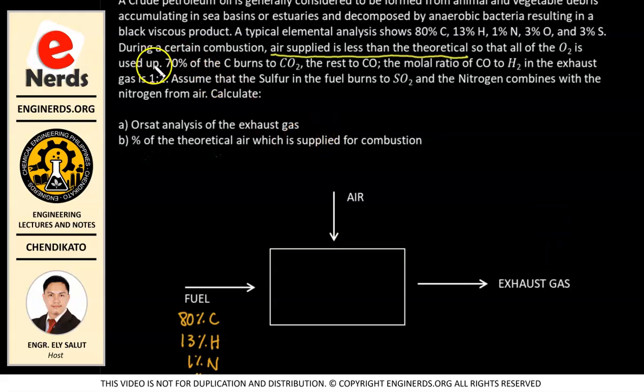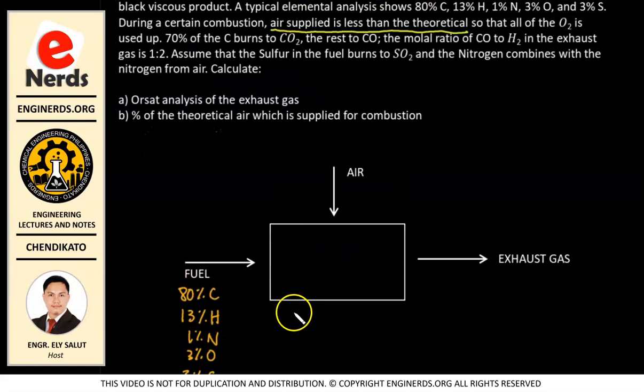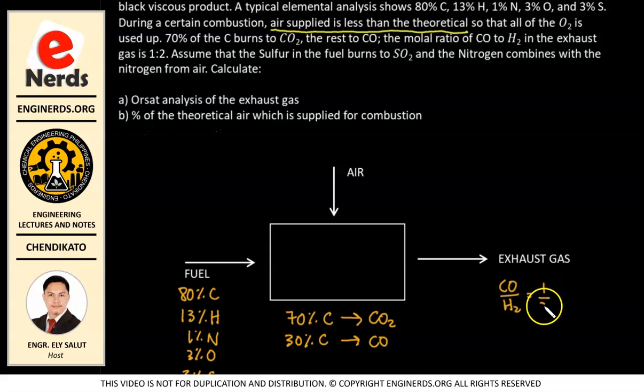We are told that 70% of the carbon burns to CO2, and the rest to CO. So that means 30% of the carbon burns to CO. The molar ratio of CO to H2 in the exhaust gas is 1:2. So the ratio of CO over H2 is 1:2.